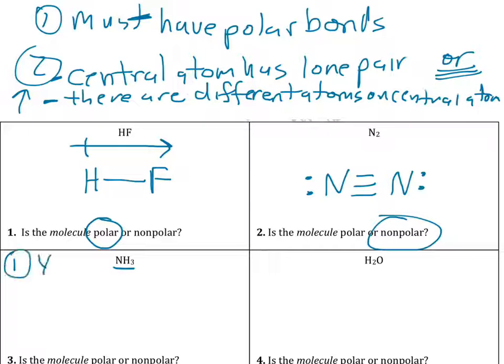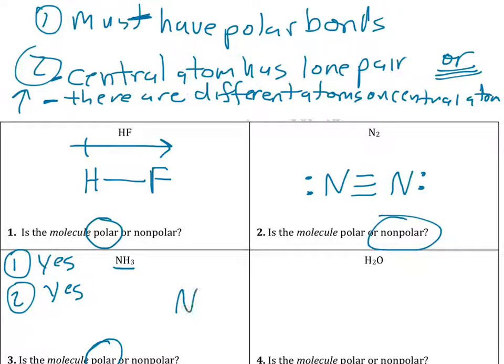So the answer to the first question is yes. Now the second question, does it either have lone pairs on the central atom or are there different atoms on the central atom? Well, in this situation, the nitrogen has 3 hydrogens, so they're all the same. However, if you take a look at the Lewis structure of nitrogen, you'll see that there is lone pairs. And so this is a yes as well. And so the answer is yes, this is a polar molecule. This is a polar molecule because there's polar bonds and the central atom has lone pairs.